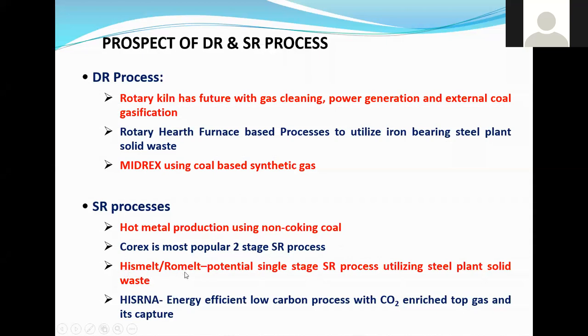And HIsmelt and Romelt process potential, single stage SR process utilizing the plant waste. That's why this has also very good potential. Only in case of the Romelt, some attention has to be given to reduce the coal rate. And HIsmelt already the coal rate is less. And the Hisarna is a very energy efficient low carbon process with CO2 and the top gas discussion. So with all these things, I am hopeful that this DR and SR technology is growing and it will grow further.